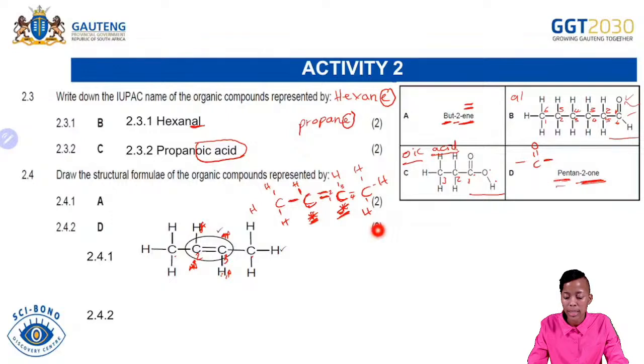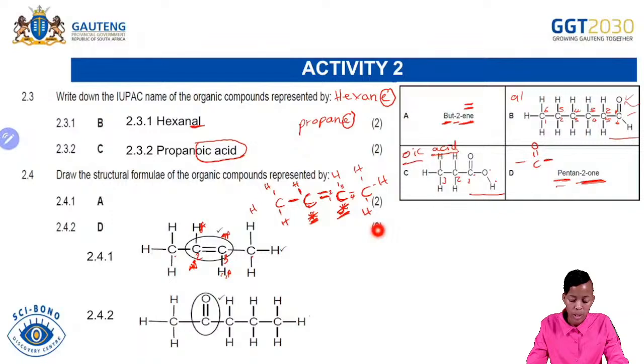So where do you start then? You can start by writing your 5 carbons. So you will see that you have a total of 1, 2, 3, 4, and then 5 carbons. Again, so you will have your carbons and your hydrogens. Carbons, hydrogens, carbon and hydrogen, carbon and hydrogen. And then again, what is important there?